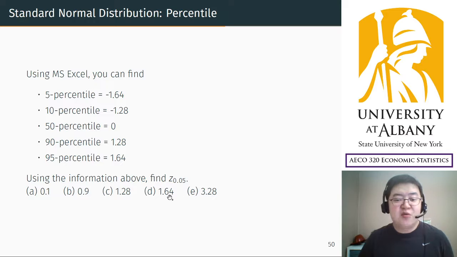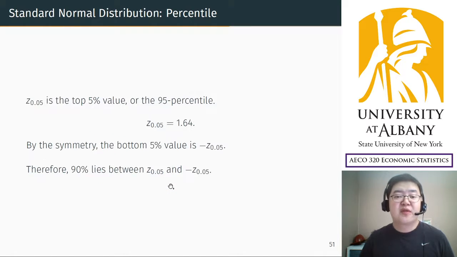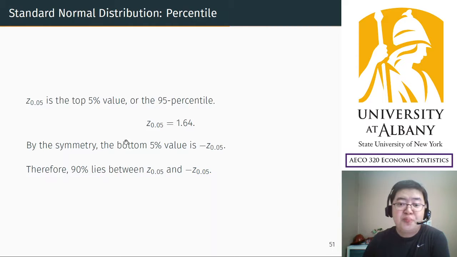Anyhow, the answer is 1.64. It's top 5% value, and we have this. By the way, we have the symmetry. So when you have the top 5% value, the bottom 5% can be obtained automatically. Because the top 5% is 1.64, the bottom 5% value is minus 1.64, right?